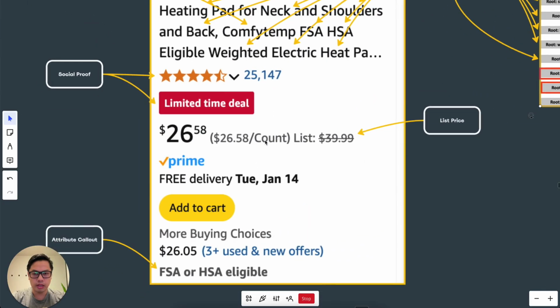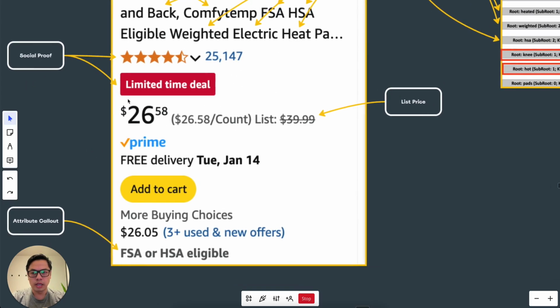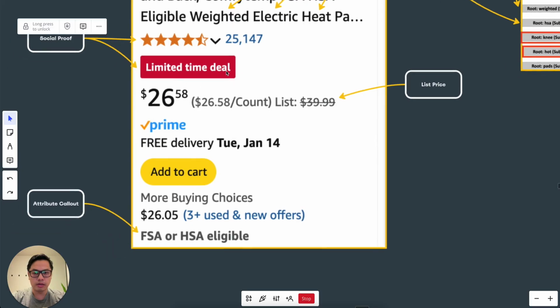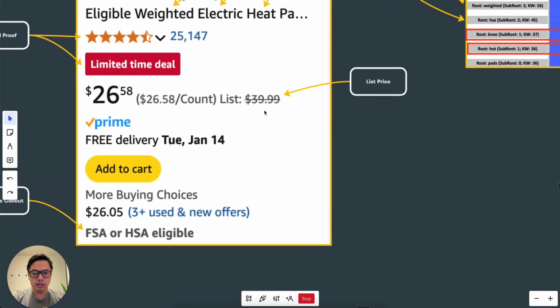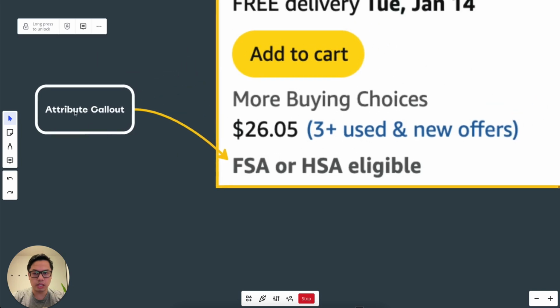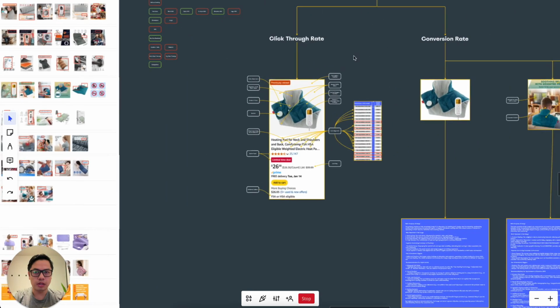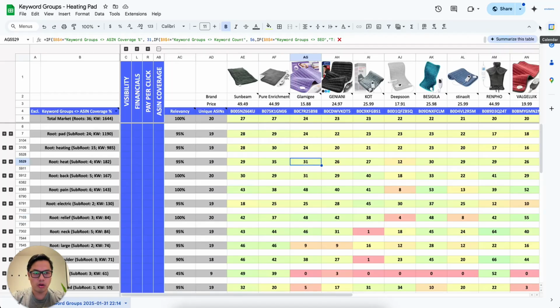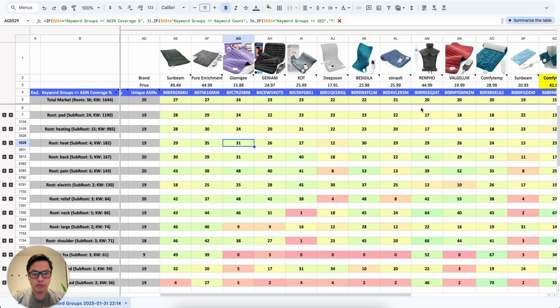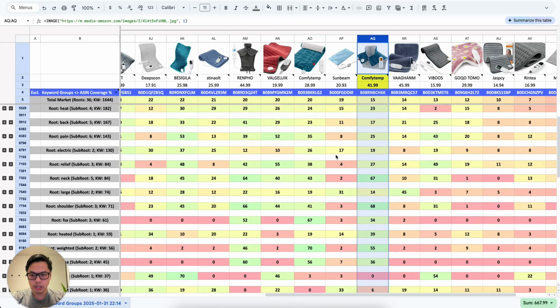We'll see what else we can find on the keyword group side after we finish the CTR side here. So social proof: really good star rating, tons of reviews. So it has more than enough social proof. It has a badge, limited time deal, which creates urgency, has the list price here, and then just a really subtle callout that's really important. They have an attribute callout for FSA and HSA. So, like I mentioned, they are doing very well when it comes to the HSA, FSA.